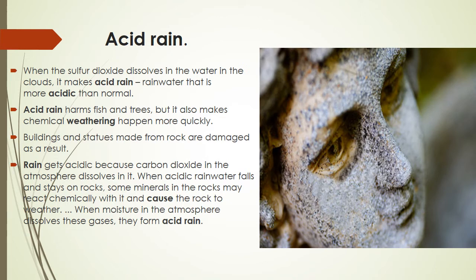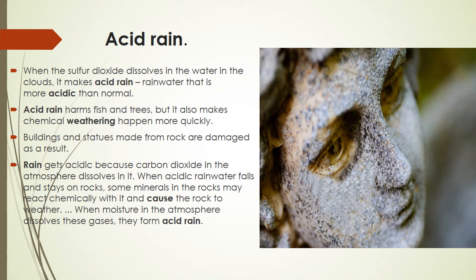So when harmful gases like sulfur dioxide, carbon dioxide, and nitrogen dioxide get mixed with the clouds, they come down with the rain, and that rain is called acid rain. This rain is very harmful to humans, fish and trees, it has an adverse effect on them. But this rain also affects the rocks, and the weathering process takes place. Lots of buildings and statues get damaged.